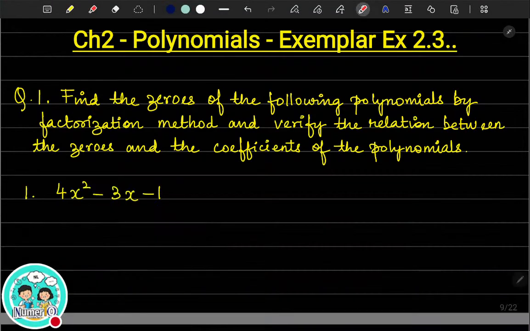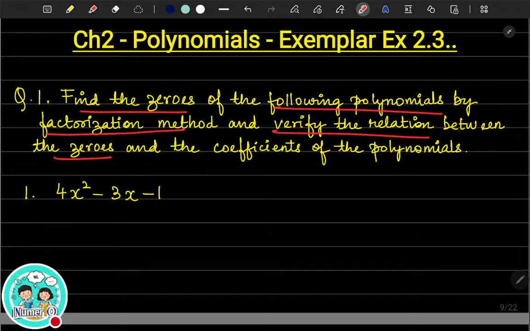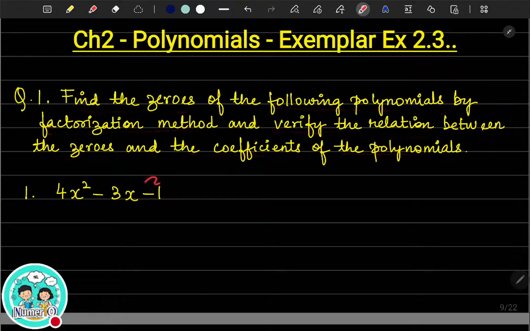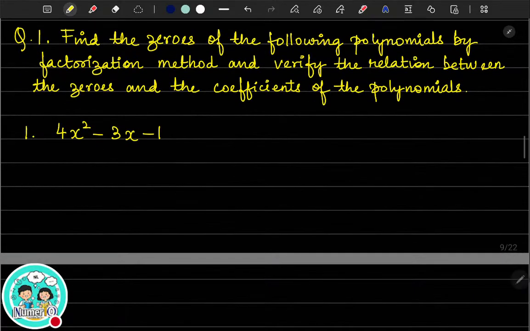So the question is find the zeros of the following polynomials by factorization method and verify the relationship between the zeros and the coefficients of the polynomials. So if you are given a quadratic polynomial and if you have to find the zeros, the very first thing that you have to do is you have to equate it to 0. Okay, so let's do that.